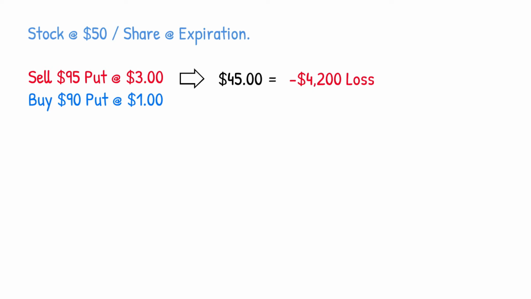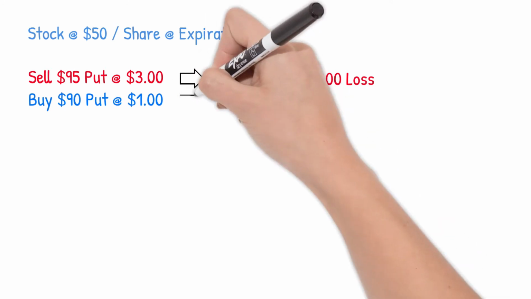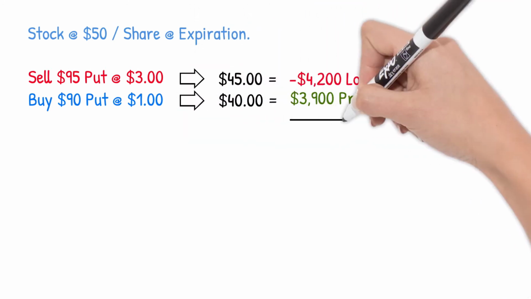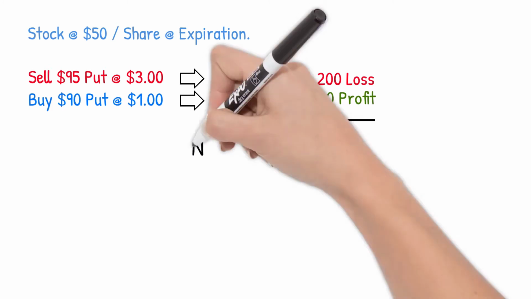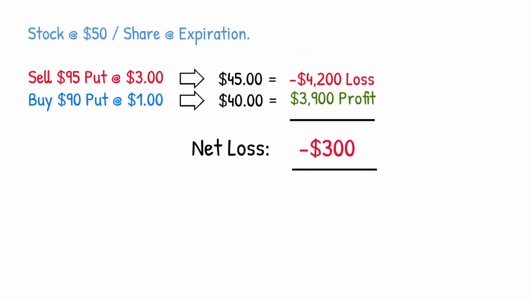If we had sold this put naked, that would mean the losses on this short option would total $4,200. That's the $4,500 the option is now worth, less the $3 premium we received for its sale, for a net loss of $4,200. Luckily, we also bought the 90 put, which is now $40 in the money. Since we paid $1 for this option, our total profit on the long put is $3,900. Our net loss then is just $300.